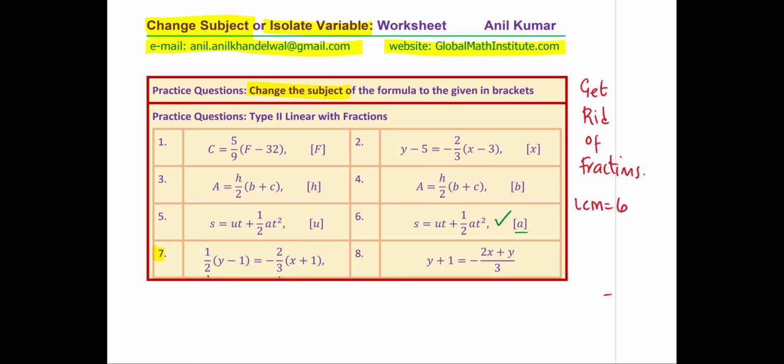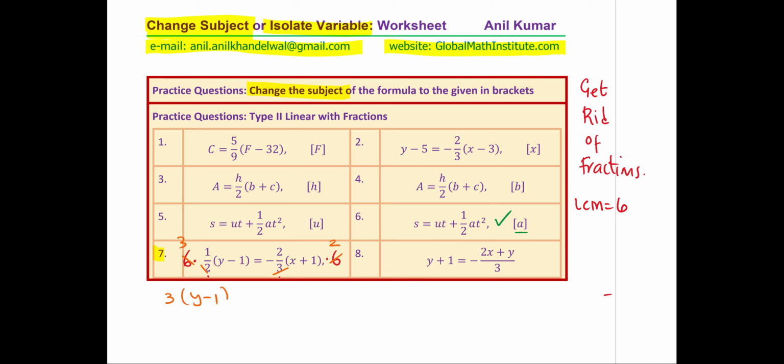So I can multiply each term by 6. Let me do it here. So I can multiply this by 6 and that also by 6. When I do so, what happens? 6 goes 3 times with 2, and here 6 goes with 3 2 times. You get the idea. So I can now write down this expression as what?